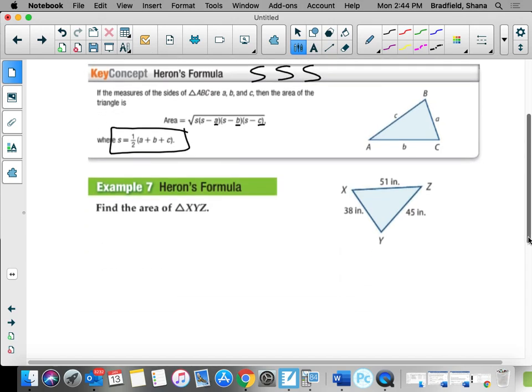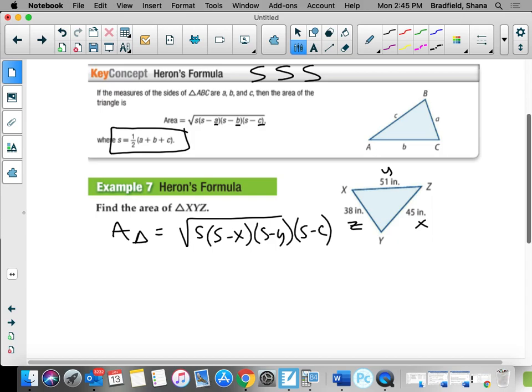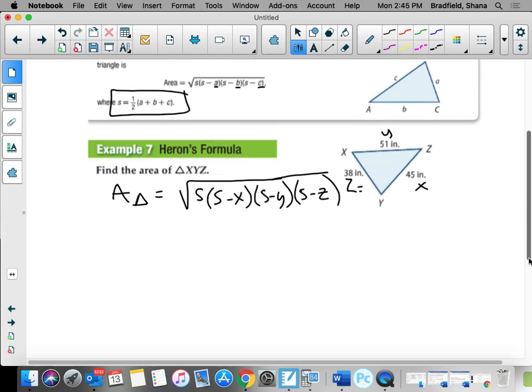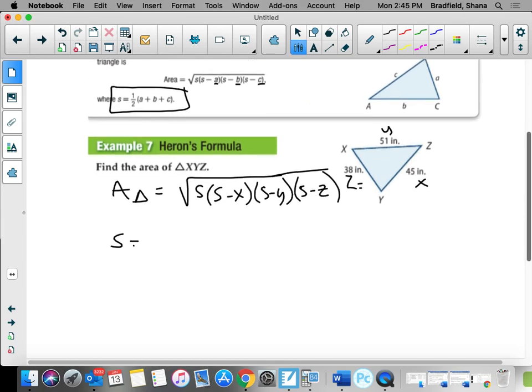You'll notice that in example 7 here, it says use Heron's formula. Sometimes it's called Heron's theorem. We don't have A, B, or C, but it doesn't matter. The same principles apply. This would just be side Y, side X, side Z. So in our equation, the area of the triangle would be the square root of S times S minus X times S minus Y times S minus Z, not C. So same thing, we're just replacing A, B, and C with X, Y, Z. When we solve for the S, then we'll take 1/2 X plus Y plus Z.